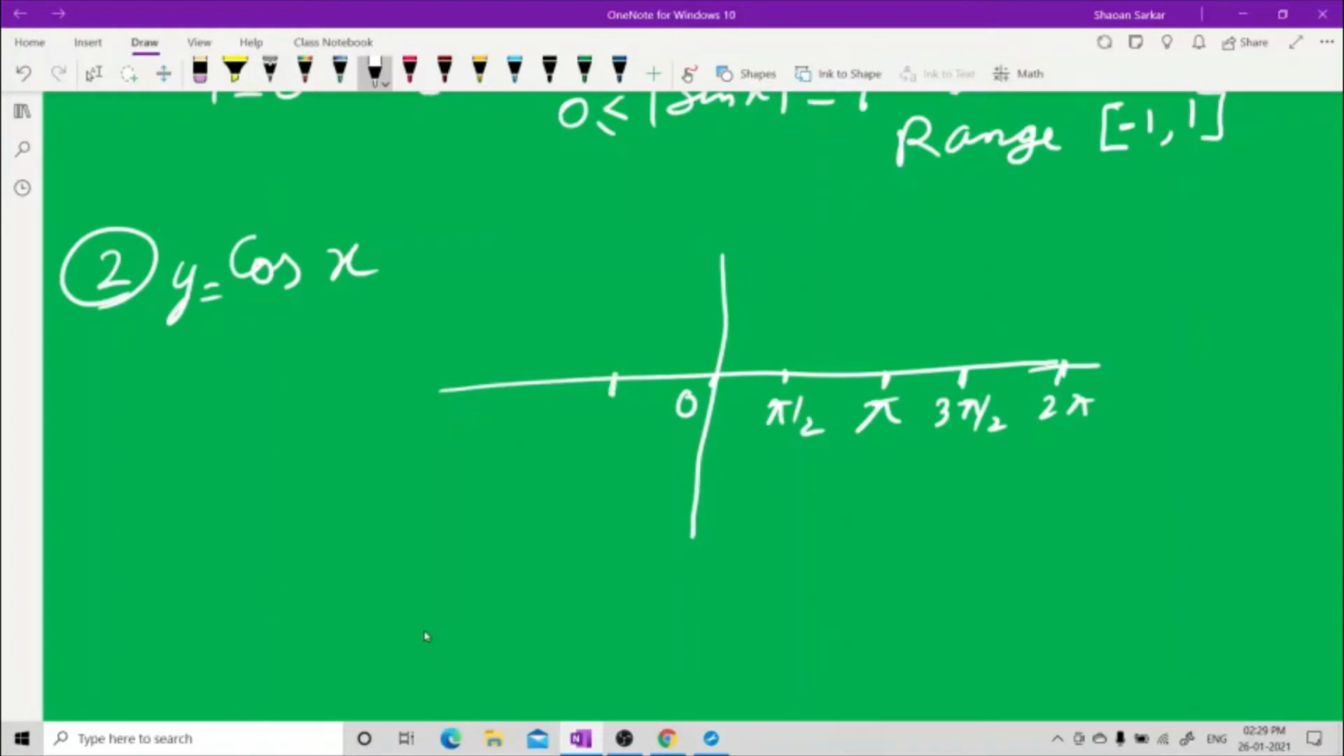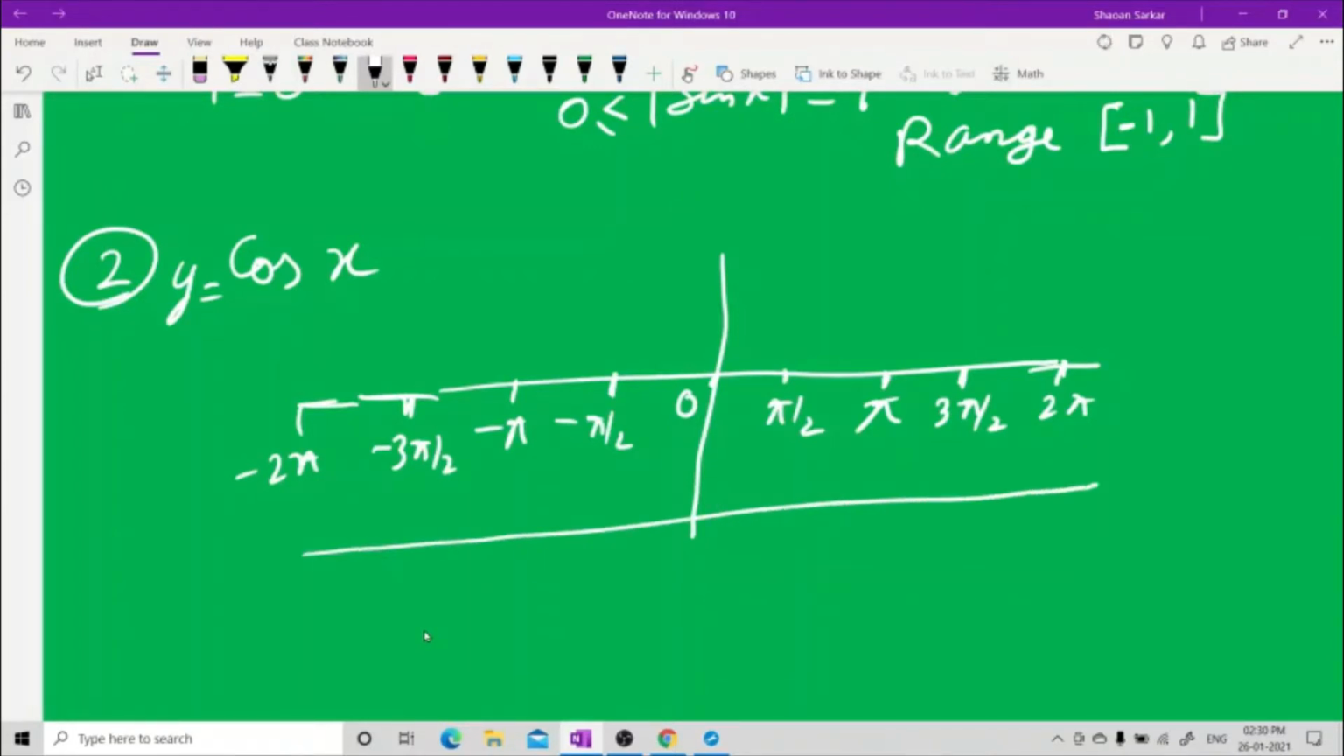And this is your minus pi by 2. This is your minus pi. Then this is your minus 3 pi by 2. And this is your minus 2 pi. Again, it is also between y equal to minus 1 and y equal to plus 1.